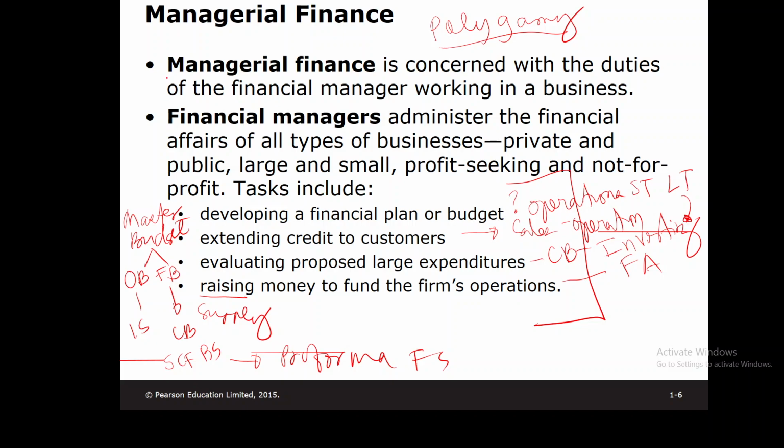So, what have you noticed? If I am a financial manager, the tasks that I will be performing involve financing activity, investing activity, and operating activity, looking at the different tasks to be done by the financial manager.